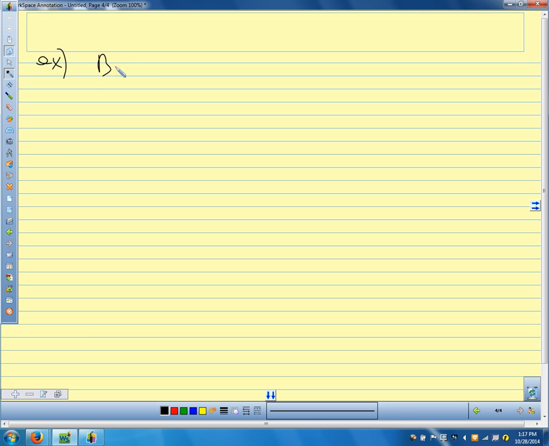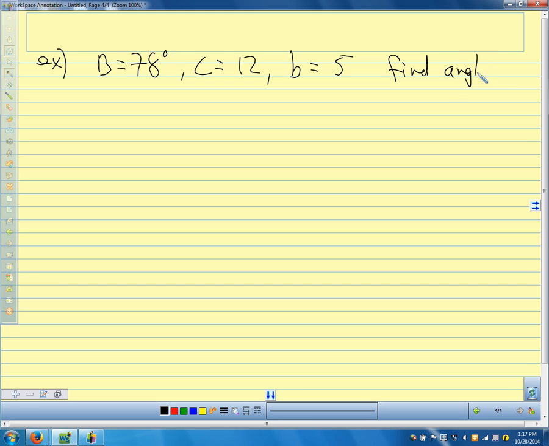Let's say B for this one is 78 degrees, and C is 12, and B is 5. We want to find angle C. So let's draw a picture. Here's my generic law of sines triangle. I don't know if this side connects yet, so I'm not going to connect it. This is 78 degrees. This is 5. And this is 12. And this would be angle C down here if we have a triangle.